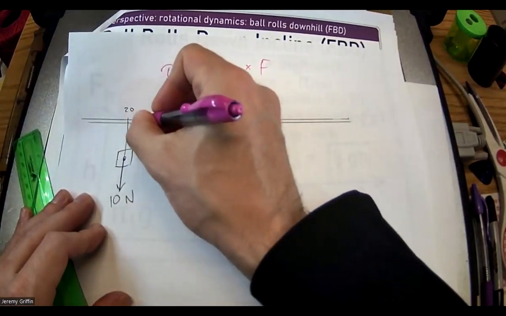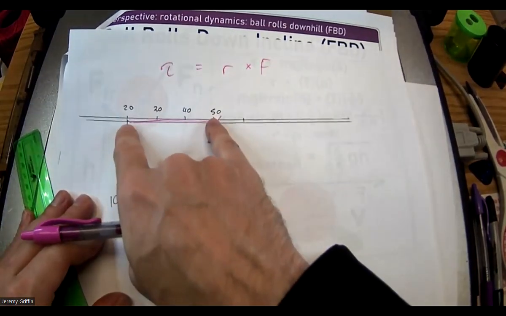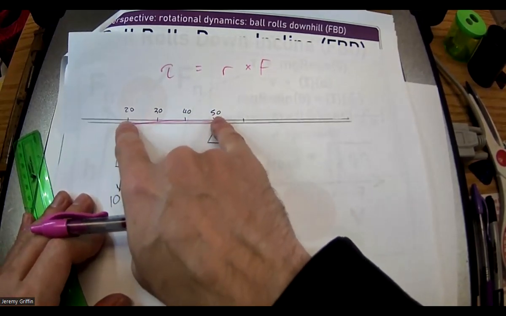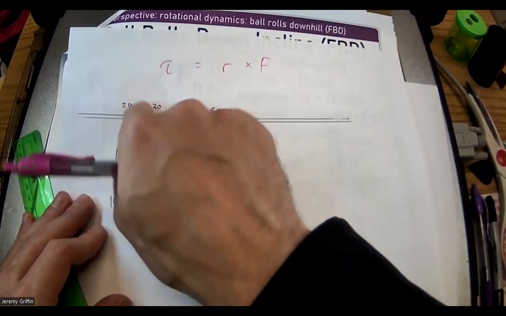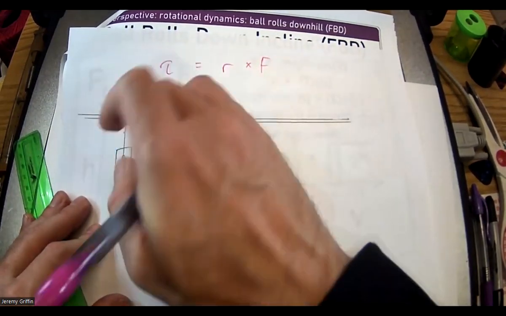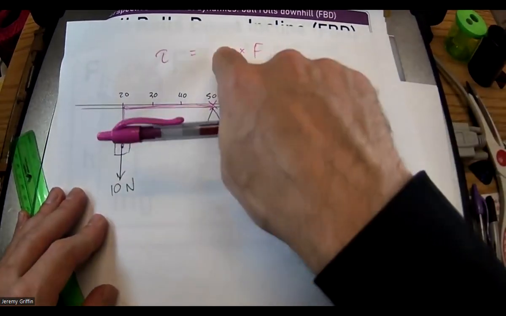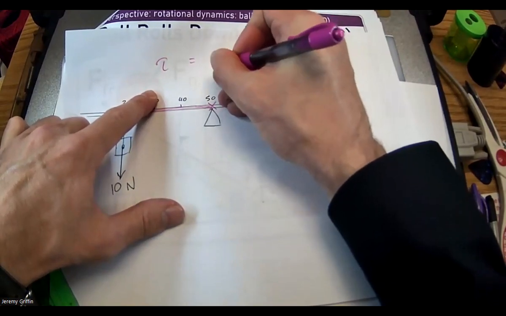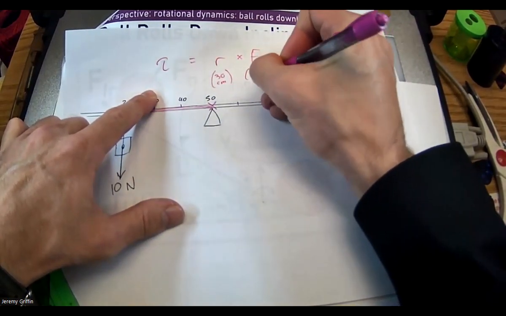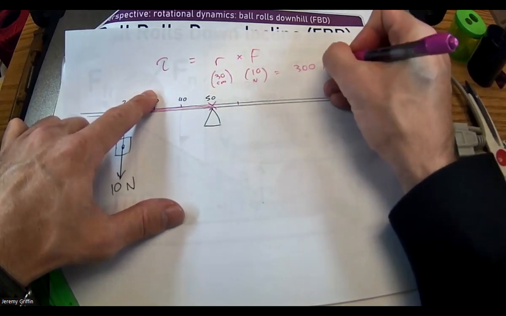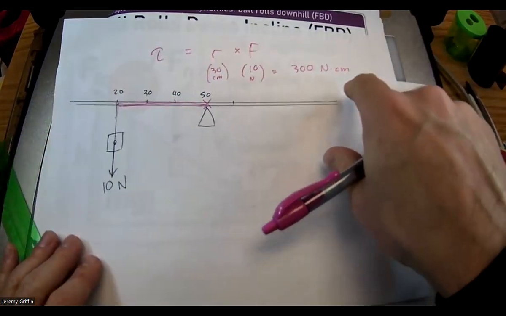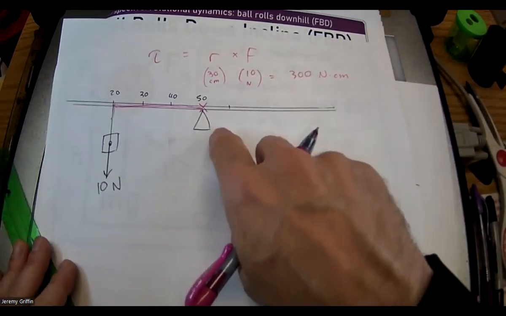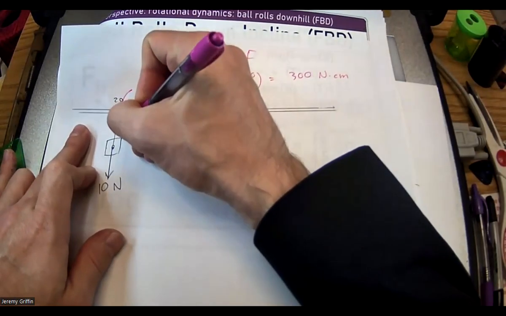Then isn't the radial arm 30 centimeters? What's 50 minus 20? That's 30. You see a radial arm of 30 centimeters and a force of 10 Newtons. So that's 30 centimeters times 10 Newtons, which is 300 Newton centimeters, or if you like, 3.0 Newton meters, like your lab. So that's definitely causing a counterclockwise torque.